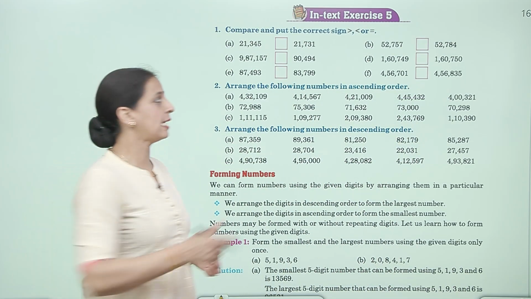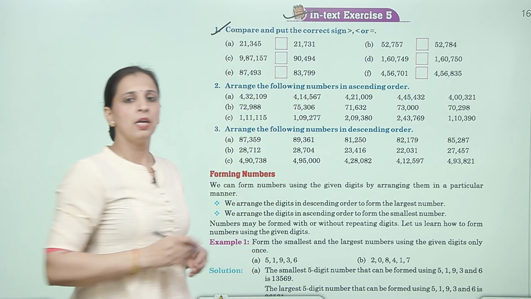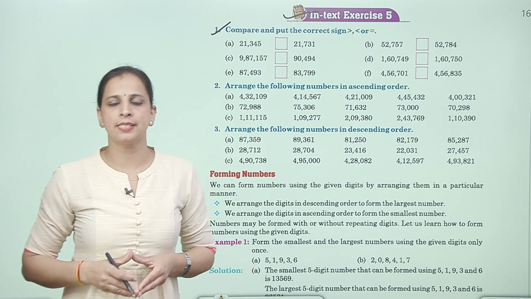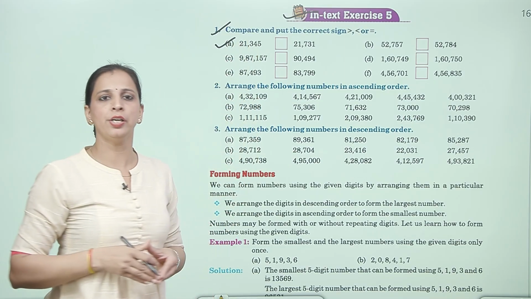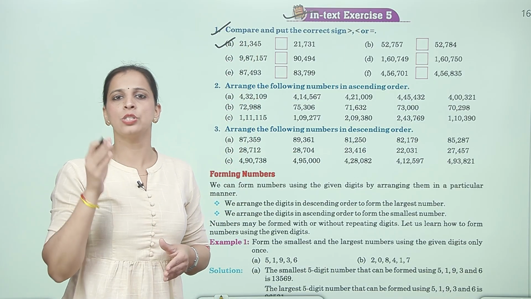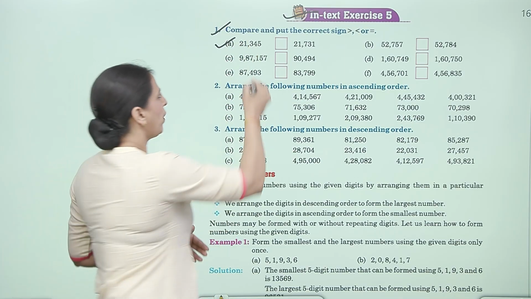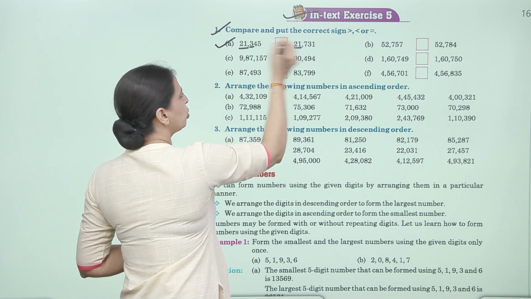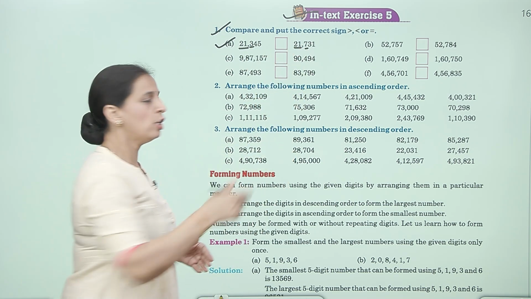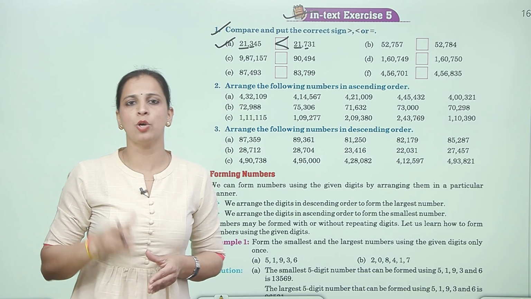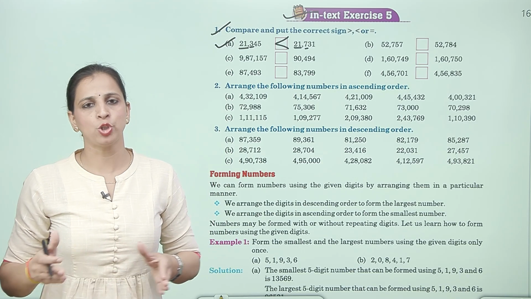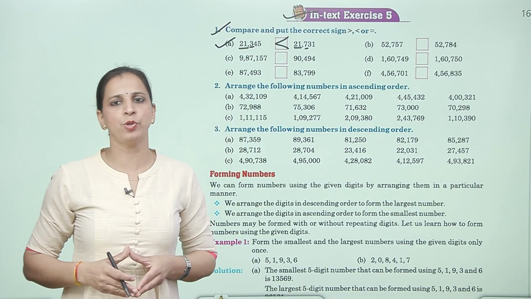Now, in text exercise 5, question number 1. Compare and put the correct sign: greater than, less than or equal to. Now, A part: 21,345 and 21,731. 21 both have same. Now 3 and 7. 3 is less than 7. So 21,345 is less than 21,731. तो बच्चों सेम मेथड को यूज करते हुए बाकी के पार्ट्स आप खुद ट्राई करेंगे.